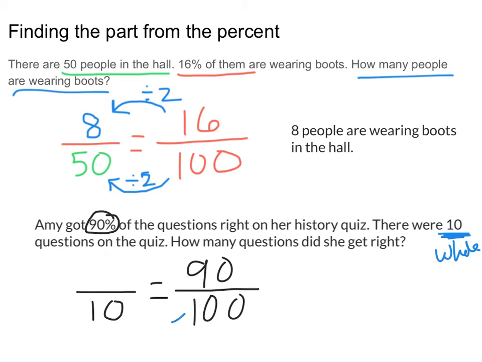So 100 to 10, well, that's times 10. So going back the other way, we would need to divide by 10. We'll need to do the same thing here. Divide by 10. And when we do 90 divided by 10, we know that it goes in 9 times. So she got 9 questions right.